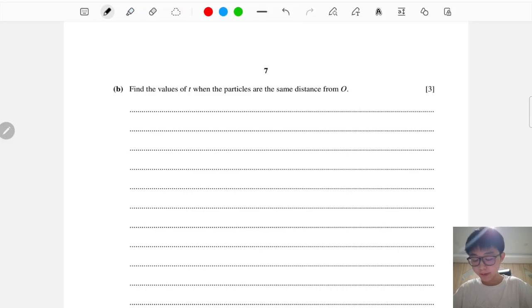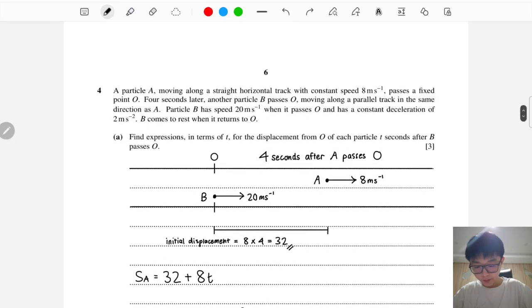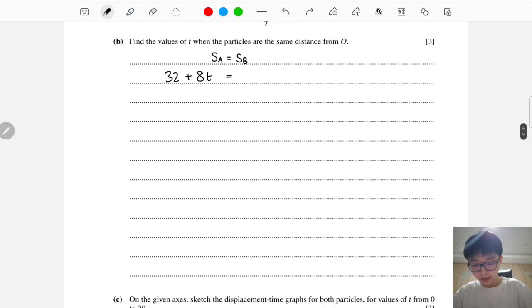Okay, for part B, find the values of t when the particles are the same distance from O. So when the particles are at the same distance, that means S_A equals S_B, and we can simply equate the expressions we obtained from part A, right? So that would be 32 plus 8t equals 20t minus t squared.